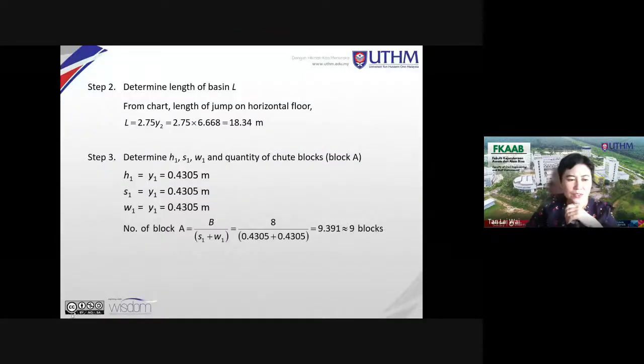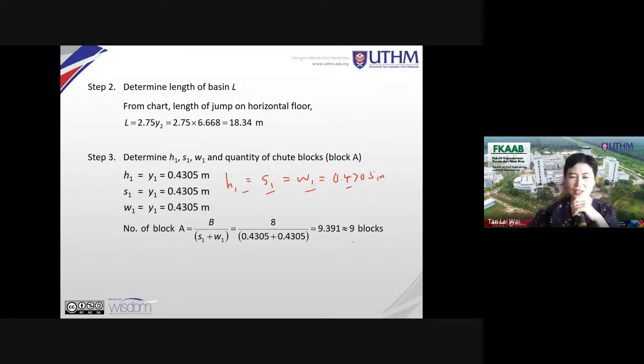I don't mind if you want to write H1 equals S1 equals W1 equals 0.4305 meter. I don't mind, but you need to write this out, okay? Then, because you don't have to write it so many times, you just give me like this. Or I think I've been missing one, which is equal to Y1. Equals this, okay?